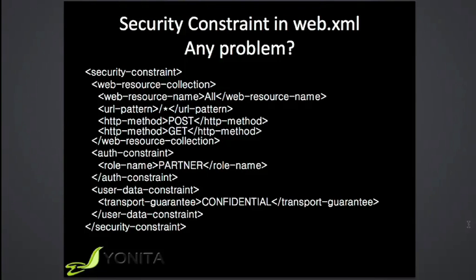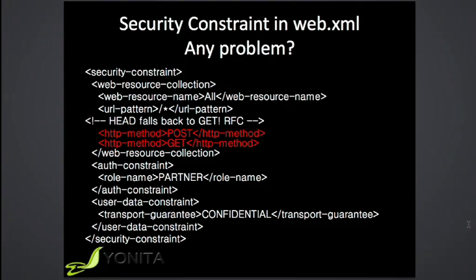Security constraint in web.xml, that's an example. Do you see any problem here? The problem here is pretty tricky. We secure only two methods. Even though the other HTTP methods are not implemented, there is a trick in the RFC: when there is no HEAD implementation, it falls back to GET.